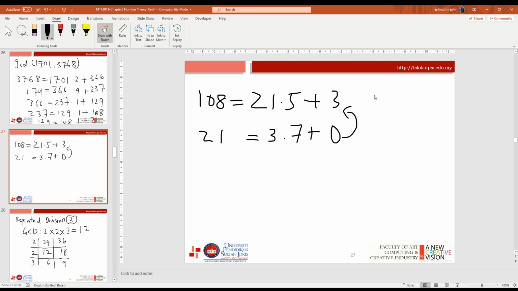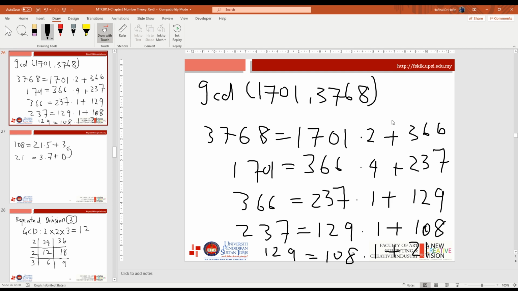If you go like this, 1701 you divide by 3768, then you got 2, what is it for this?